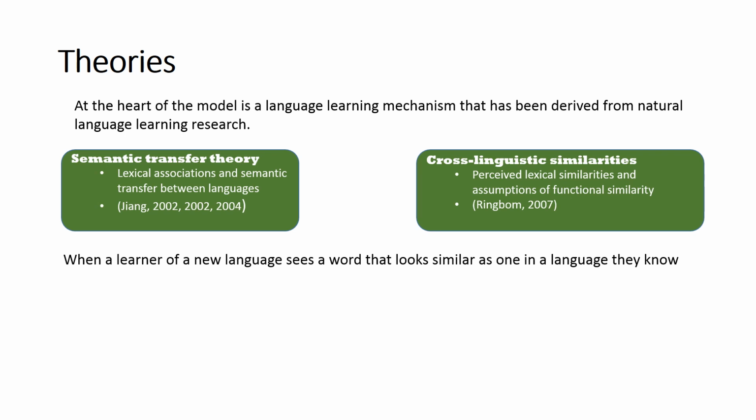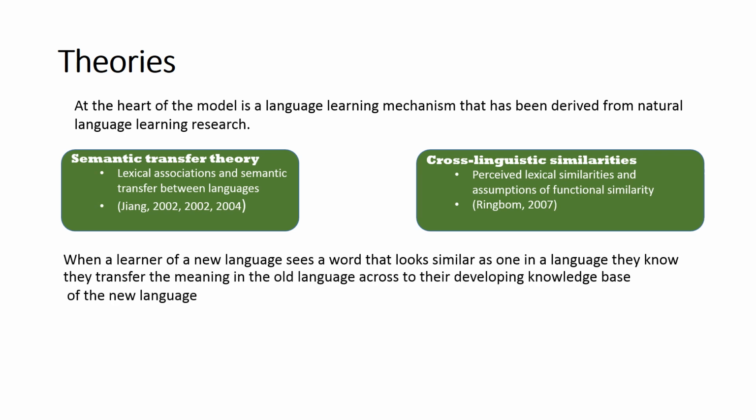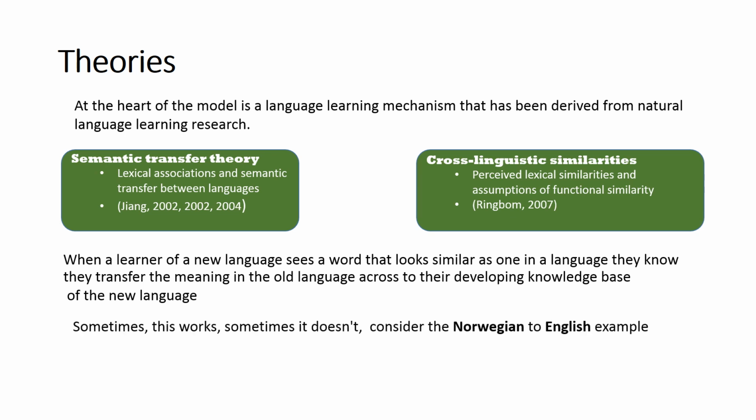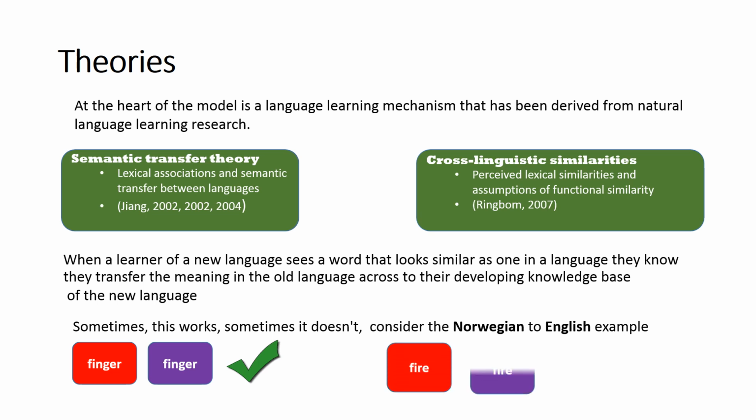In summary, when a learner of a new language sees a word that looks similar to one in a language they know, they transfer the meaning in the old language across to their developing knowledge base of the new language. Sometimes this works, sometimes it doesn't. Consider the Norwegian to English example. When you see this Norwegian word finger, you might think it means finger in English, and you are correct. When you see this Norwegian word fyre, you might think it means fire in English, and you are wrong. It actually means fall.